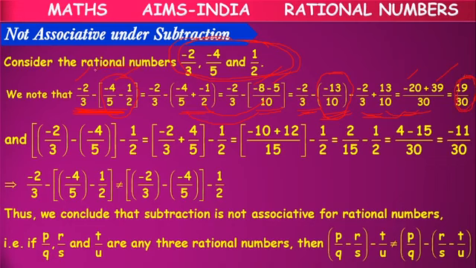So the subtraction of three rational numbers results in what value? Minus 19 by 30. Now we are changing the order. In the first case, the second and third were grouped together, or kept in brackets. Now we are changing the order. The first and second rational numbers are grouped together and kept in brackets, which means they are simplified first. Then they are added with the remaining rational number. Like that, if we add, we are going to get the answer minus 11 by 30.